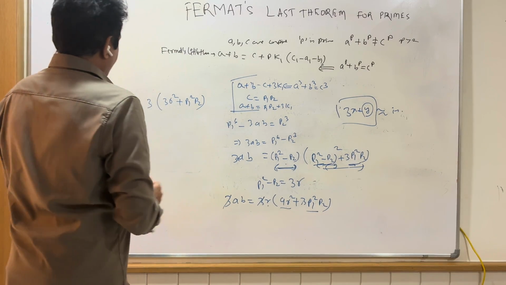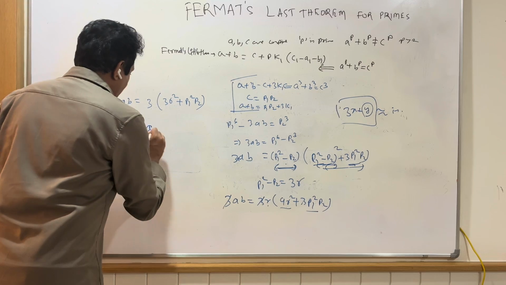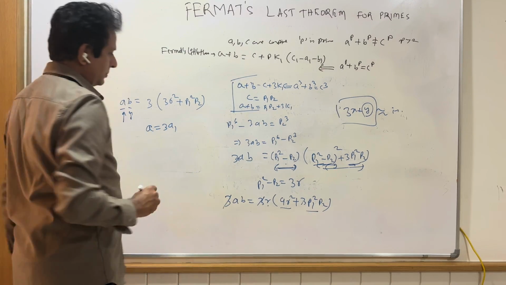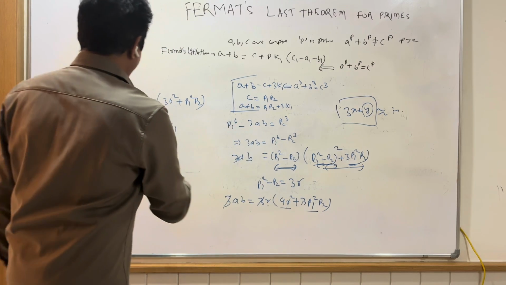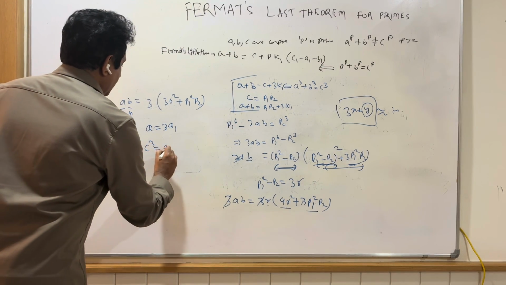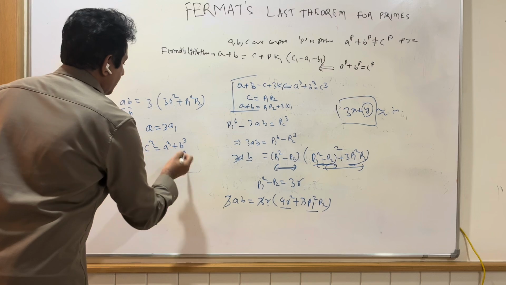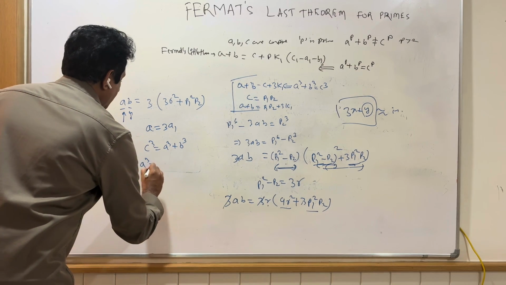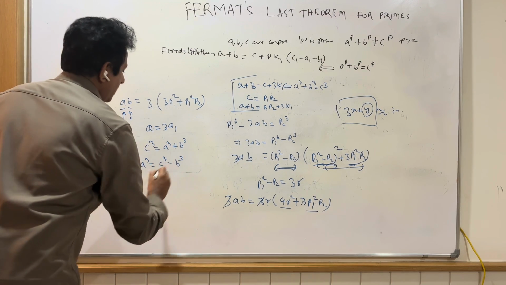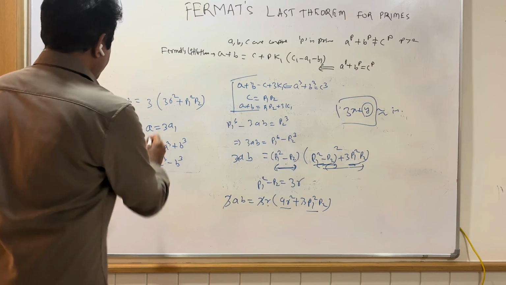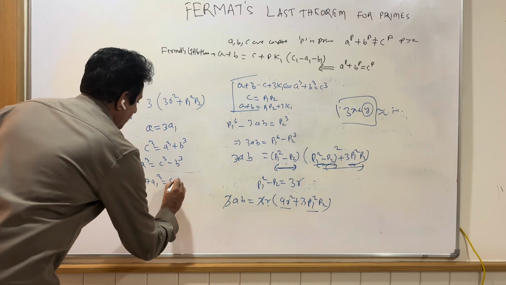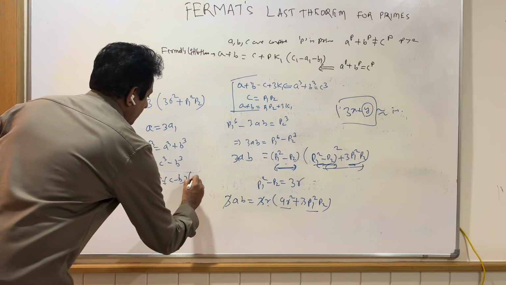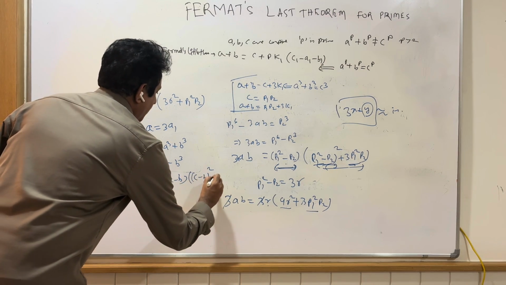So now let us assume that a is equal to 3a1. Now the equation c cube is equal to a cube plus b cube, we can simply write it as a cube is equal to c cube minus b cube. Now a is equal to 3a1, so 27 a1 cube is equal to (c minus b) whole square plus 3cb.